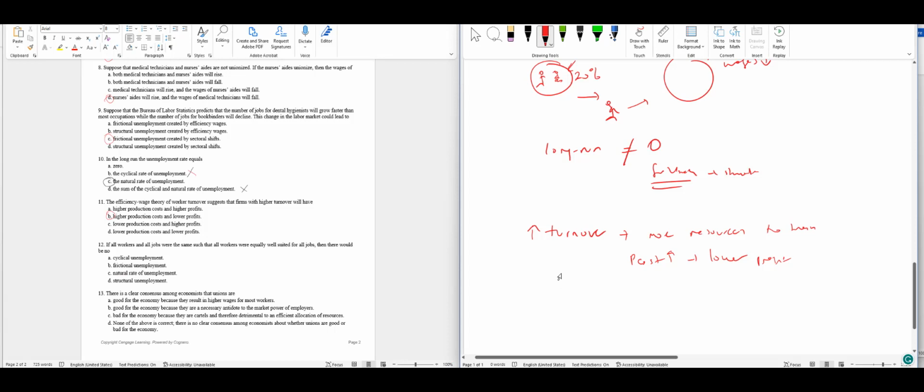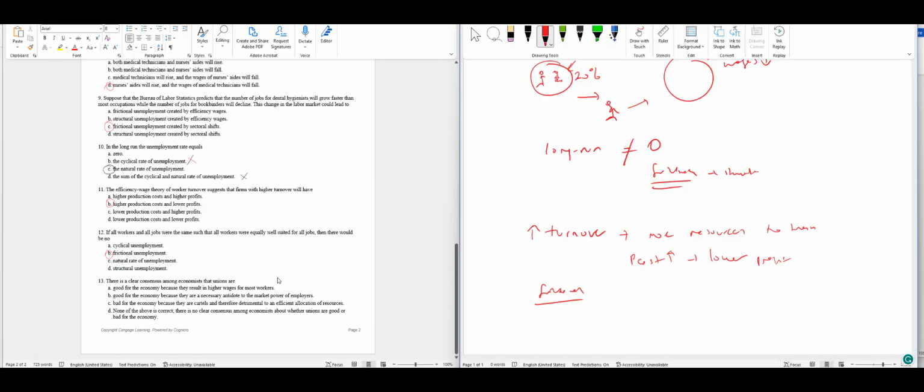Question 12. If all workers and all jobs were the same, that all workers were equally well suited for all jobs, then there wouldn't be any frictional unemployment. Remember, you have frictional unemployment because you're looking for the best job that suits your skills and taste. So the right answer is B.